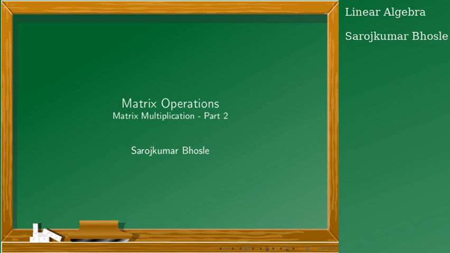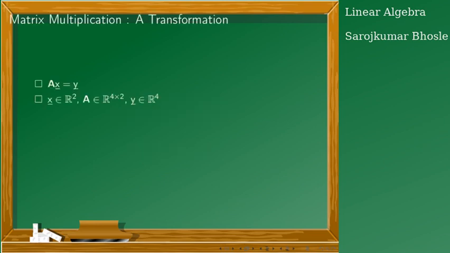Hello all, welcome again. In this video I am going to discuss the remaining part of matrix multiplication. So here is some notation. We have a matrix A which is multiplying a vector x, and as a result we get vector y.